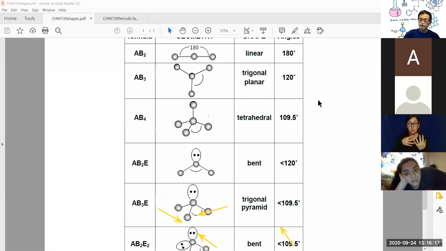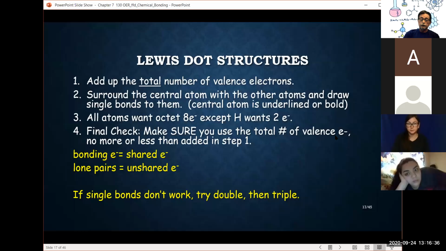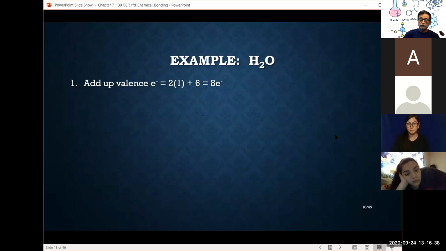Now, we use this table to give us the name of the configuration geometry, and the name of the shape, plus the bond angle, okay? Now, how do we go about figuring out the general formula? Well, that brings us to, let me clear my drawings, let me go back to the slide. Okay. And here's the example we utilize, where we begin with H2O.